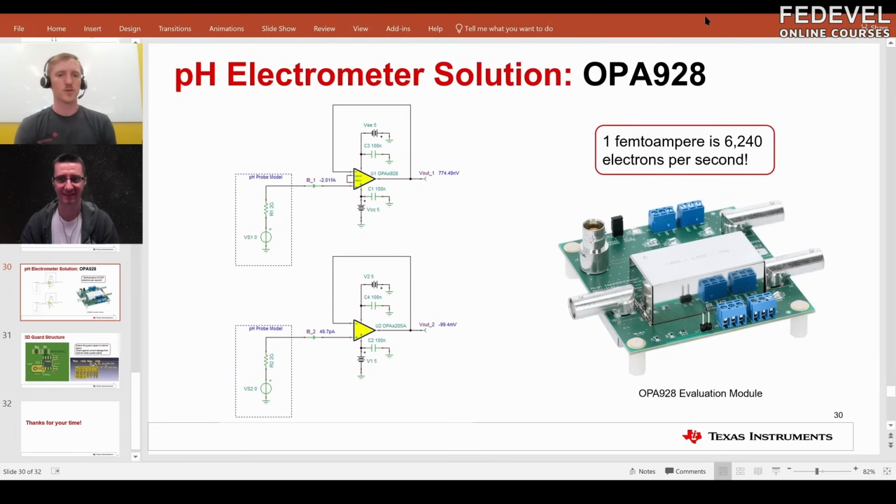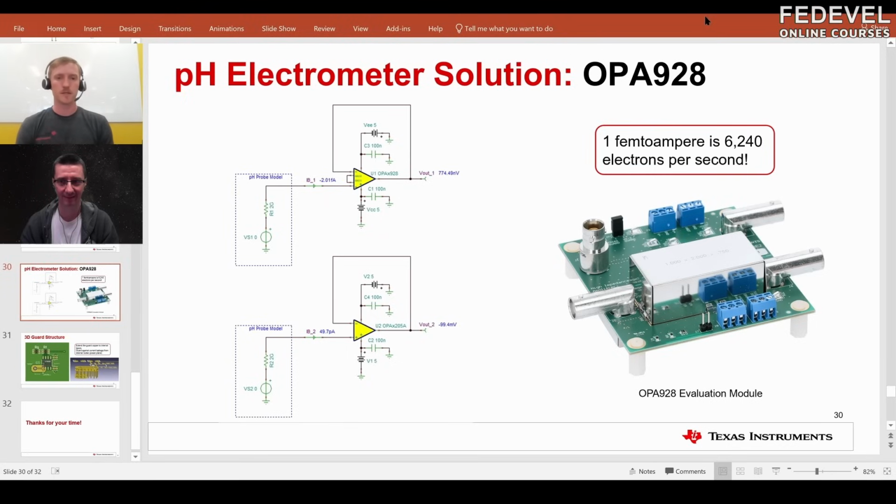Okay, so this is an evaluation module for a device called the OPA928, and this device has an input bias current typical of about 1 femtoamp. So femto, that's times 10 to the negative 15, and 1 femtoamp is essentially 6,000 electrons per second. Being able to resolve currents that low, down to 1 femtoamp, is a very difficult design to achieve. There's a lot of errors you have to account for.